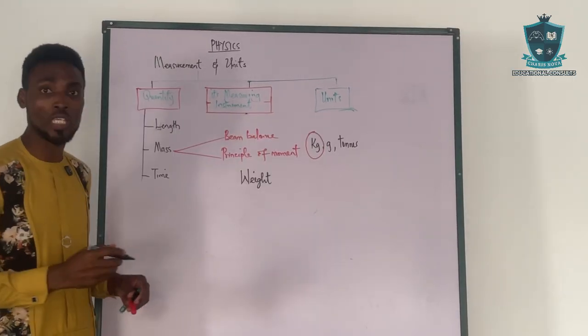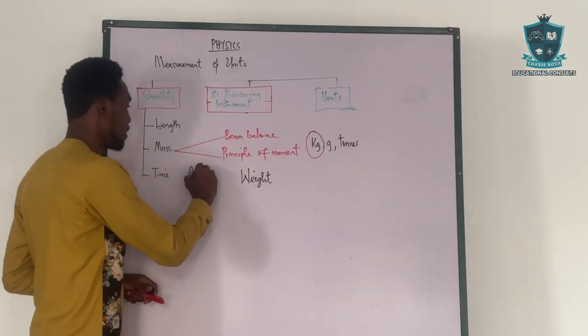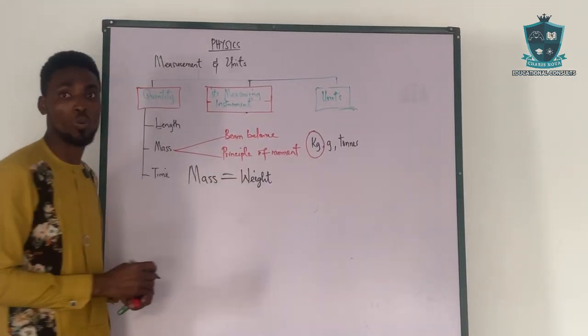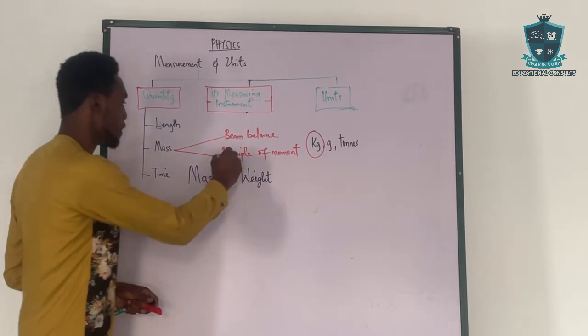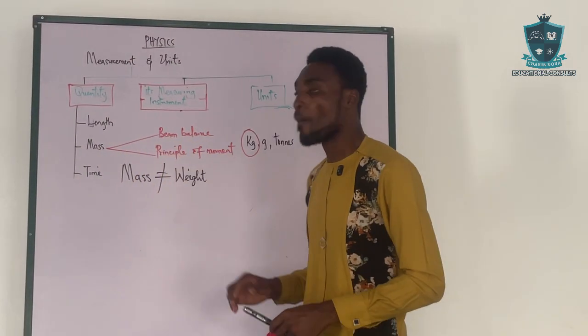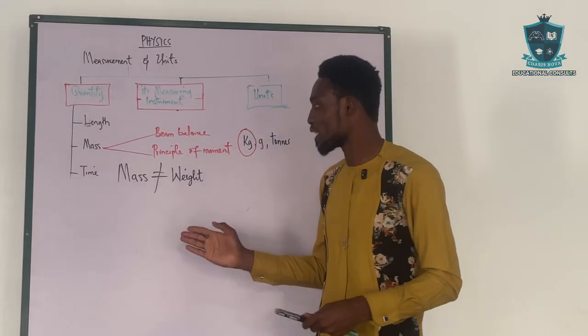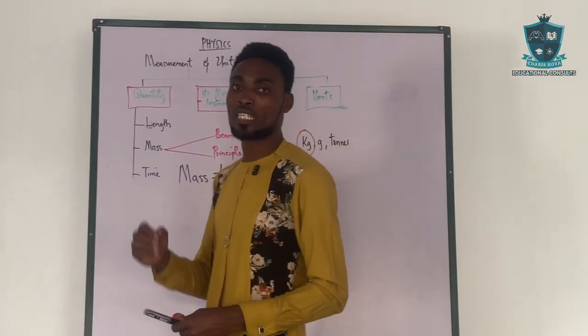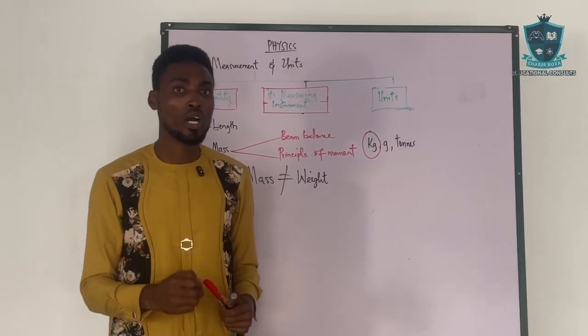You think mass and weight are equal. You think mass equals weight. Unfortunately, no. Mass is related to weight, but they are not equal. So what is weight? Weight is simply the Earth's gravitational pull over the mass of the body.